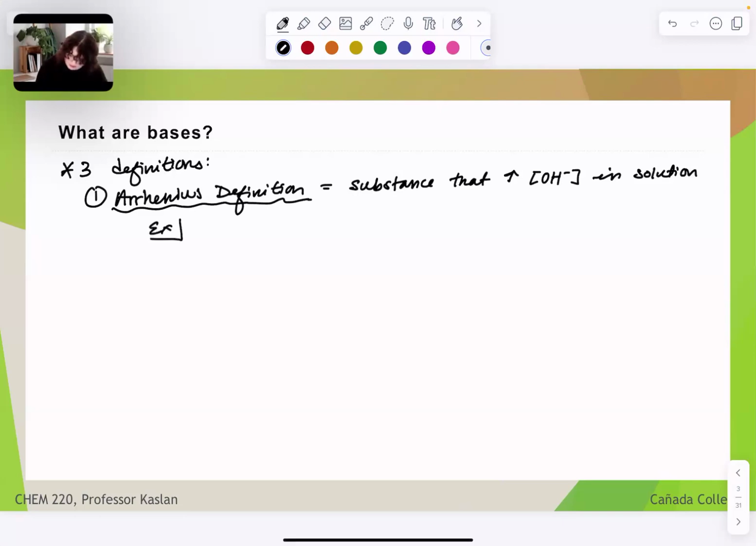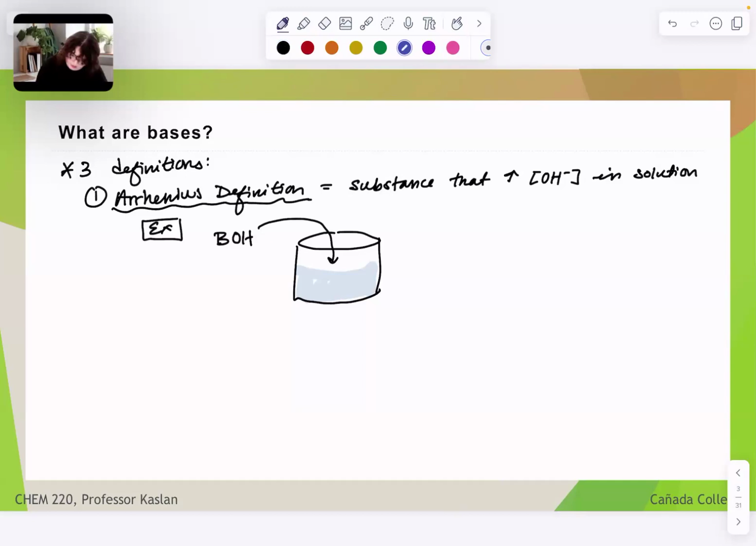So for example, if I had general base BOH, and then I were to take this substance and dissolve it in solution, make it aqueous, this would generate hydroxide ions in solution, and the presence of those hydroxide ions would make this an Arrhenius base. So again, this is what the substance is, what the base is by itself.